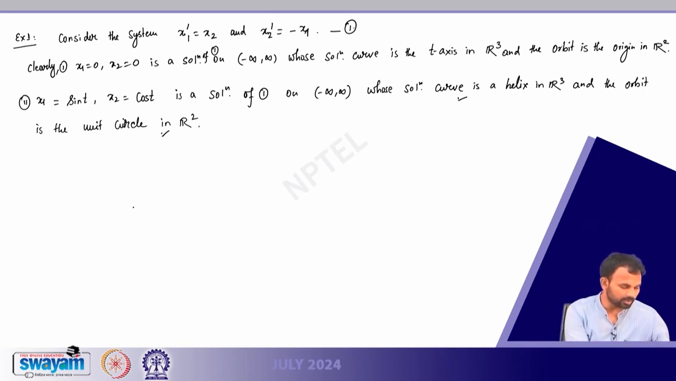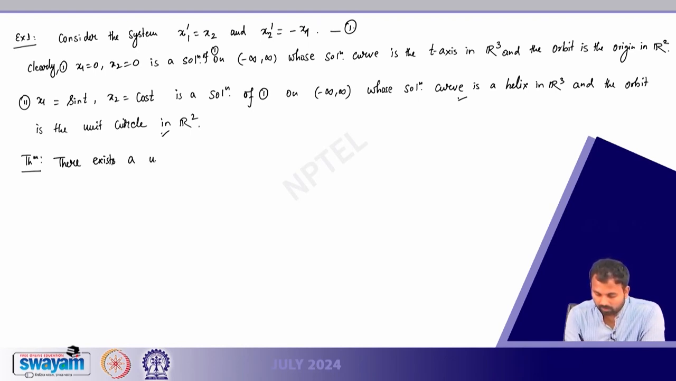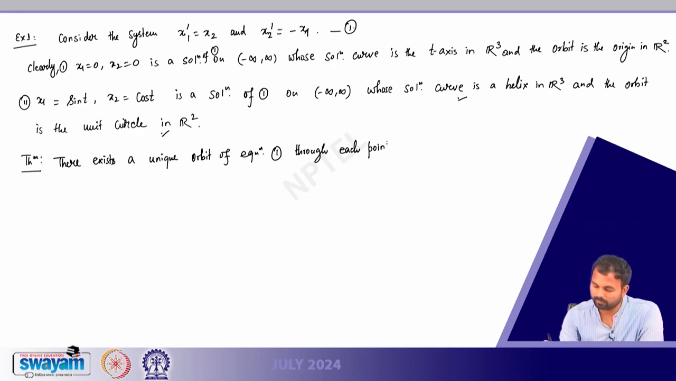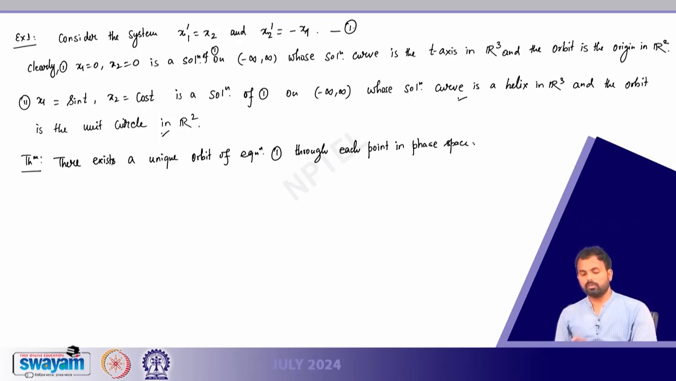Now, there is a small result or theorem. I will just state it. For the proof you have to look into the textbooks that we have recommended. So, there exists a unique orbit of equation 1 through each point in the phase space, right.